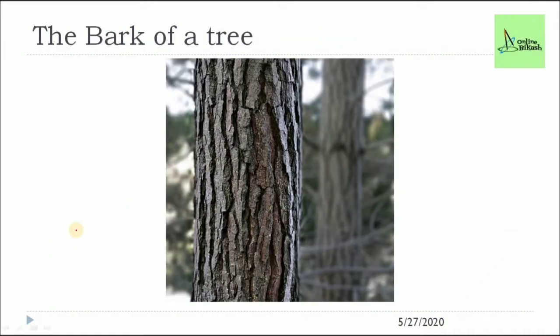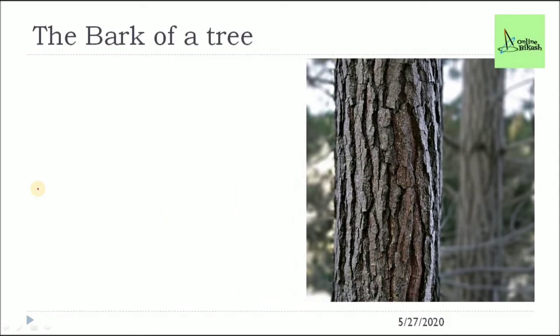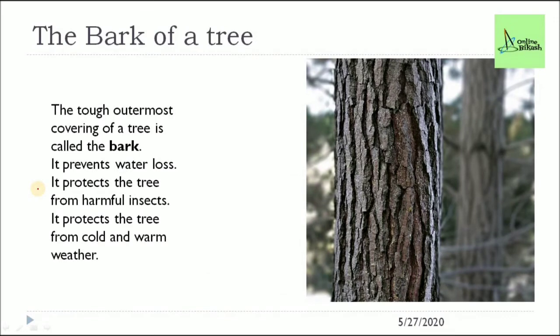Now the next thing, the bark of a tree. This is called bark. This is the outer covering of a tree. So the outermost covering of a tree is called a bark. It has some functions, the main functions I am listing here. It prevents water loss, it protects the tree from harmful insects, and also it protects the tree from cold and warm weather. So I hope you are clear with this topic.